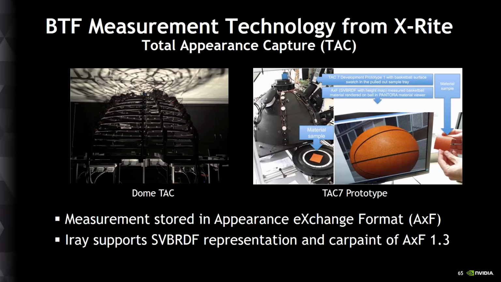More advanced devices do things like BTF measurement, bidirectional texturing functions. They are 5-dimensional, they are huge data sets. You start compressing them. One way of compressing them is actually using a fitting also to an SVBRDF representation. This is what you also get out of the X-Rite device, here the TAC device. That's something that we can also handle then in MDL, or a similar representation, including a flake layer.